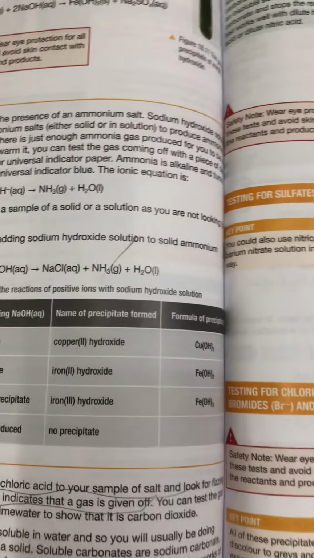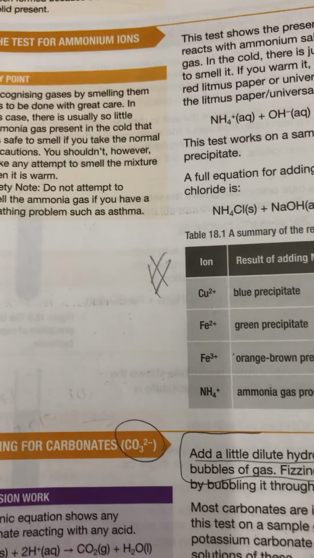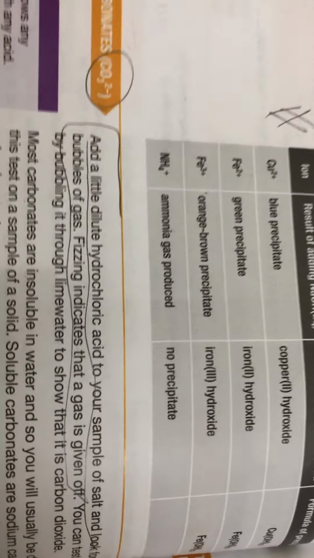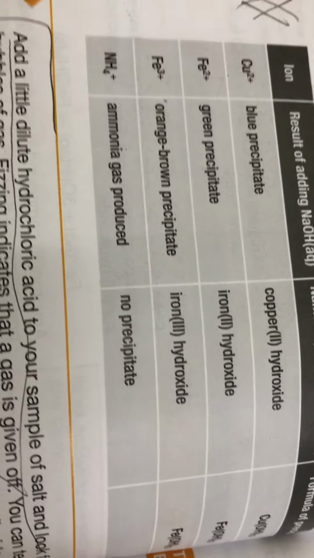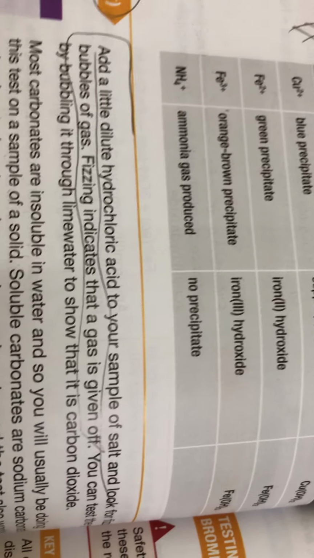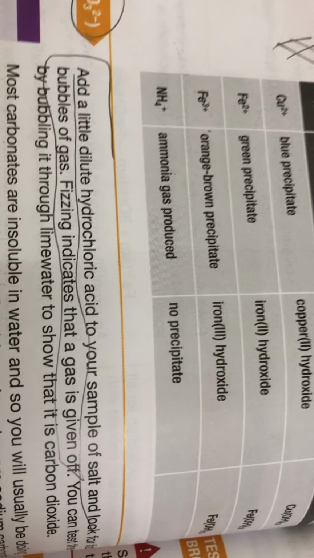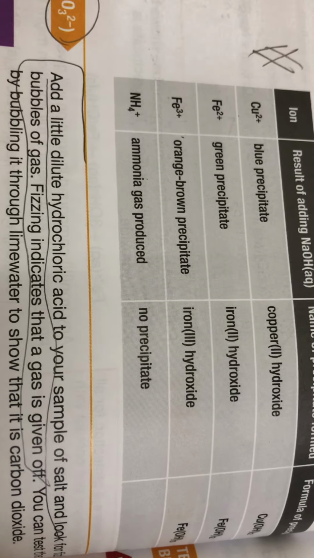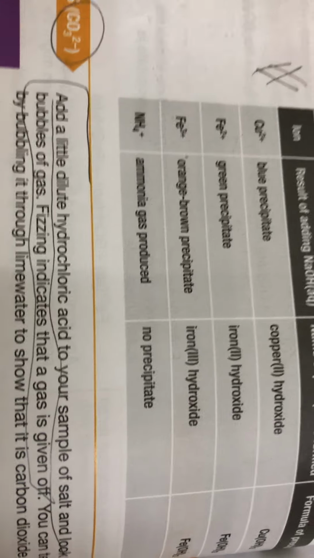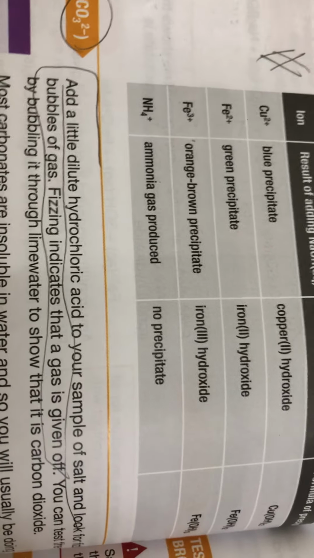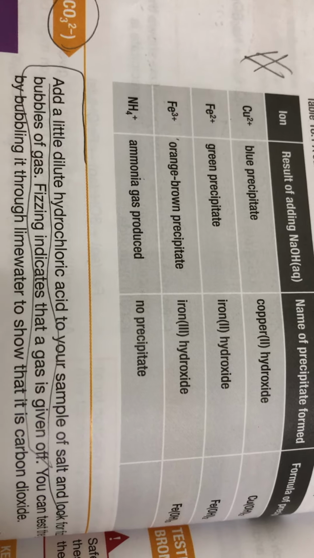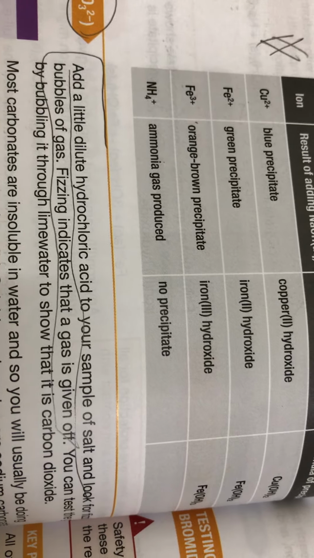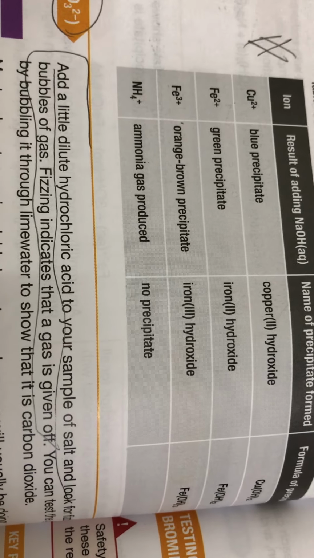In the beginning, I want to test the presence of the carbonate group. How can we test the presence of carbonate? To the solid salt itself, or a solution made from this salt, I add dilute hydrochloric acid or dilute nitric acid. I see fizzing of gas. What is this gas? It is carbon dioxide gas.